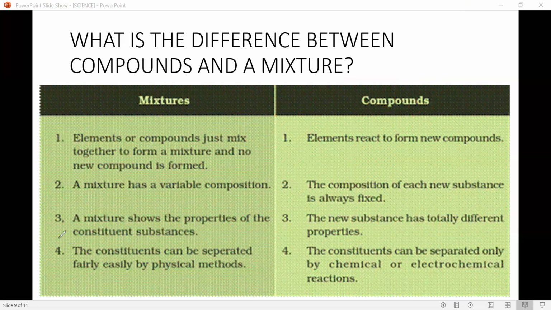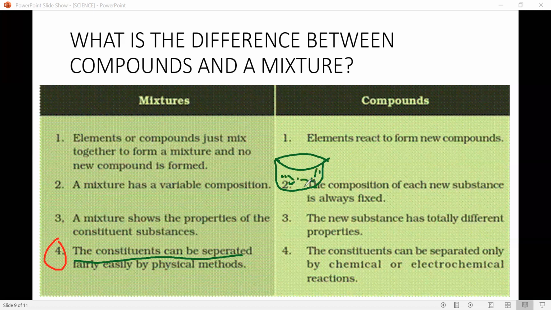Let's go to the fourth point now. In the fourth point, something important is written. The constituents can be separated fairly easily by physical methods. Now, the constituents means the elements can be separated in any type of way. For example, before we took a china dish, and in that we added some sulfur and some iron.